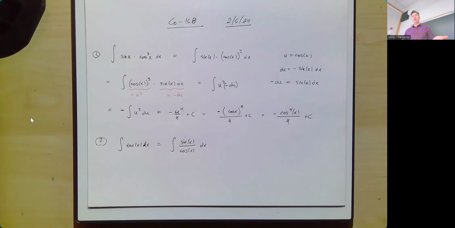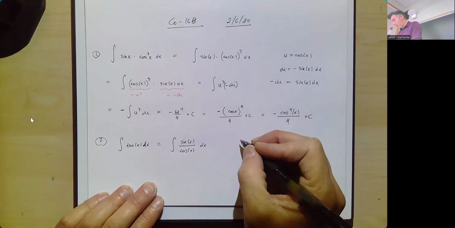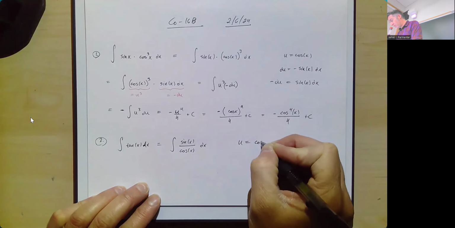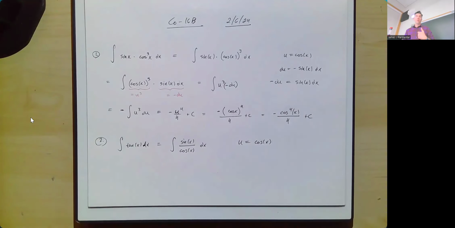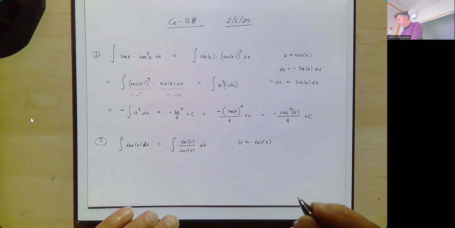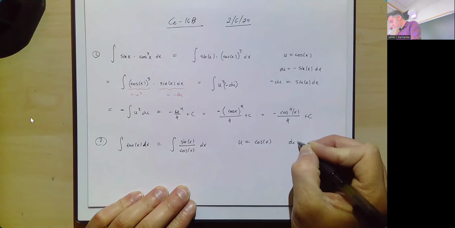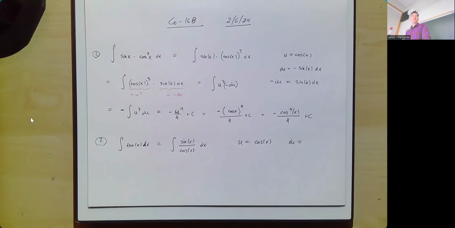So here, just like in the other one, we want to choose u so that this u is stuck inside some place. Here, cosine is stuck in the denominator. And that's definitely our motivation for picking u equal to cosine over picking u equal to sine. You should do the rest of this. Find du. Rewrite the integral in terms of u. I'll give you a minute and a half.